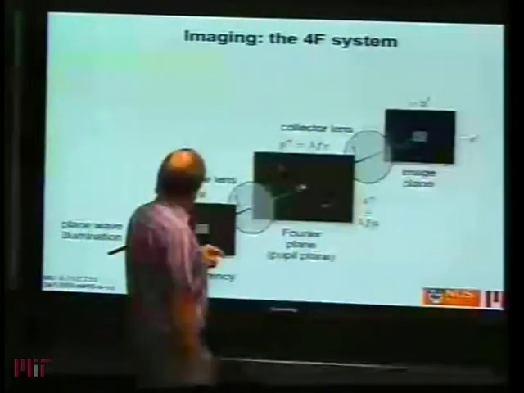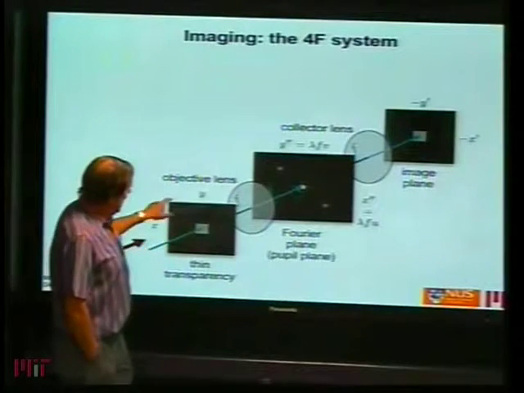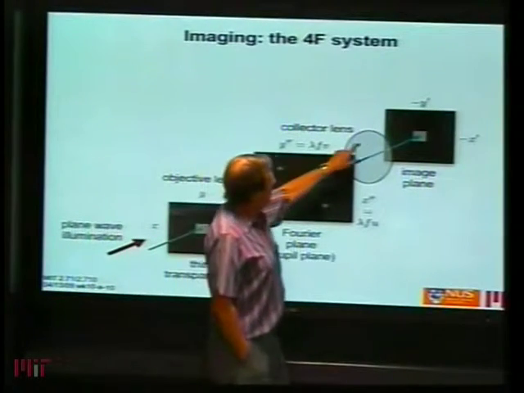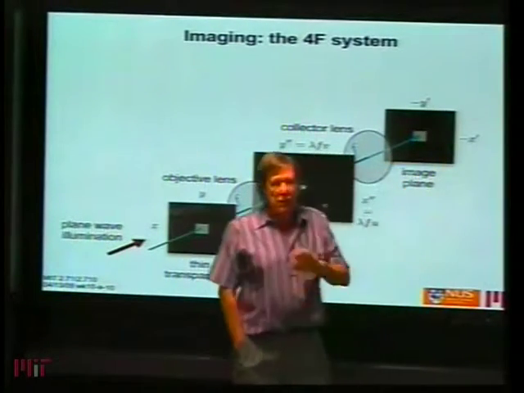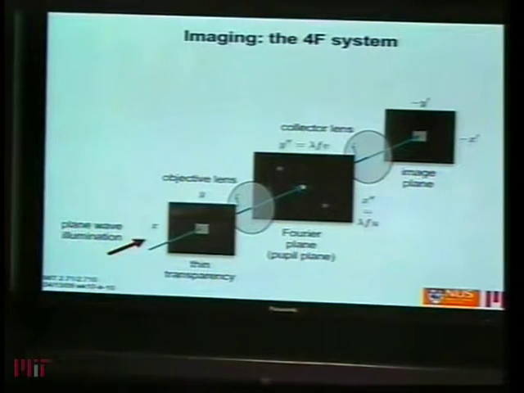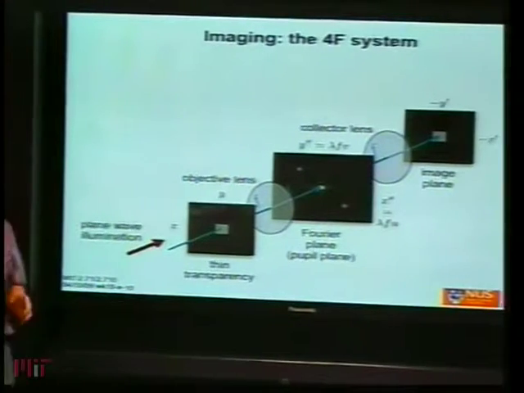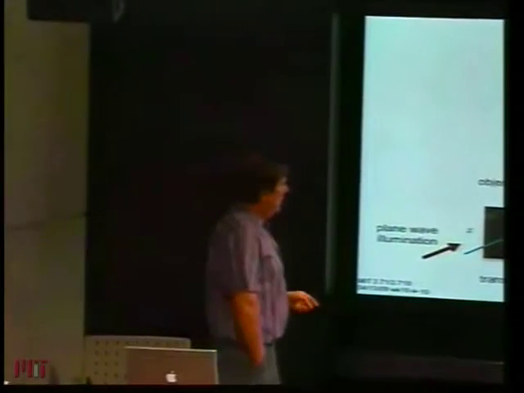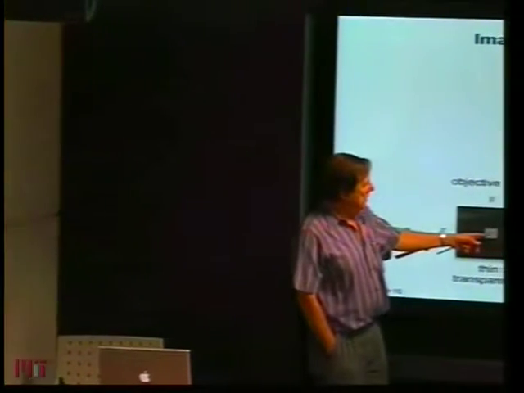So remember, if this is F, and this is F, and this is F, and this is F, we won't have to worry about these parabolic phases. It's just straight Fourier transforms with nothing else. So you can see what you get. It's very simple. You start off with this object.